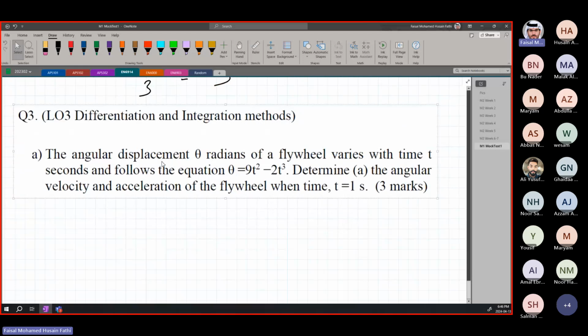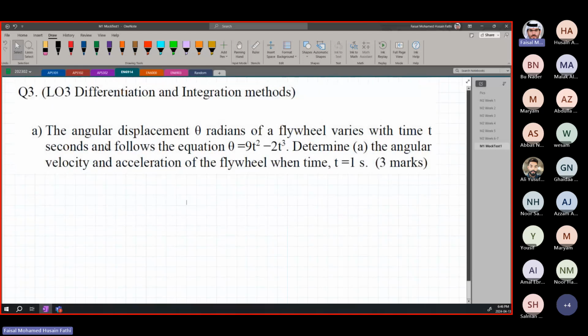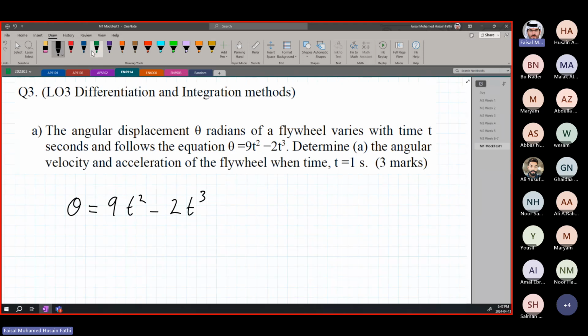The angular displacement theta radians of a flywheel varies with time t seconds and follows this equation, which is theta is equal to 9t squared minus 2t cubed. Determine the angular velocity, so we need to find velocity, and the acceleration of the flywheel when time is given to be 1 second. So t is equal to 1 second.